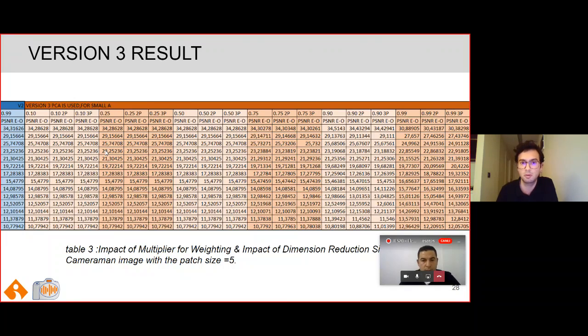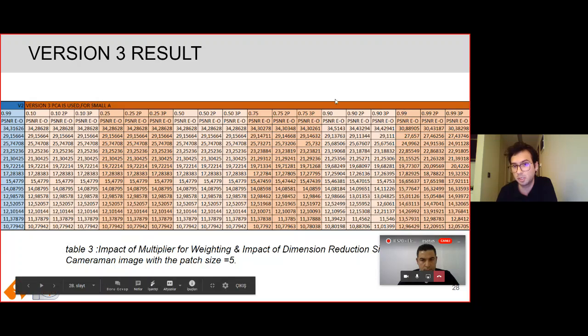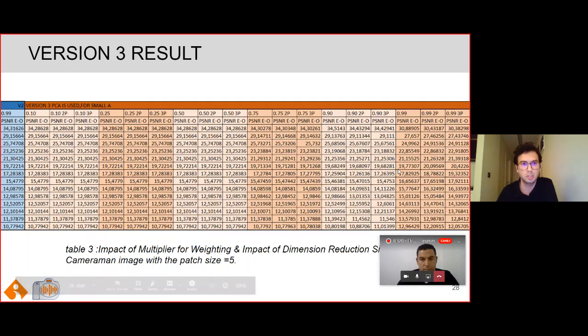So we can skip all these multipliers because the weight values are close to each other. Then we are focusing on these parameters here, and we can say that increasing the reduced dimension size is not effective for all images. We can use these columns, these parameters, for the computational cost.